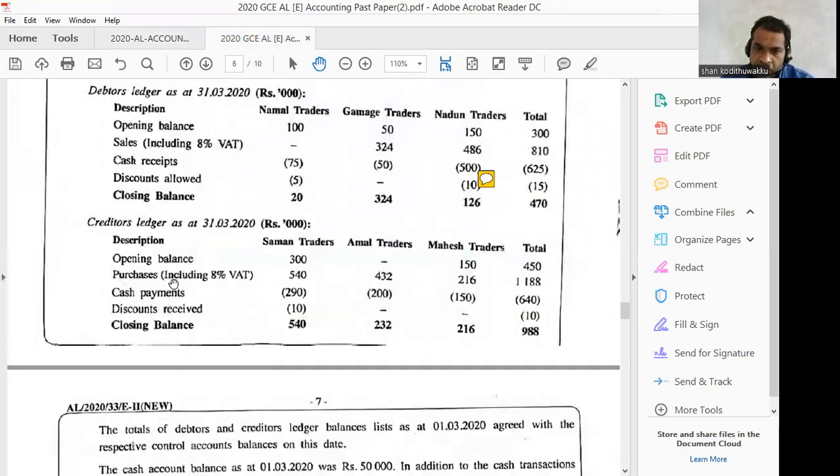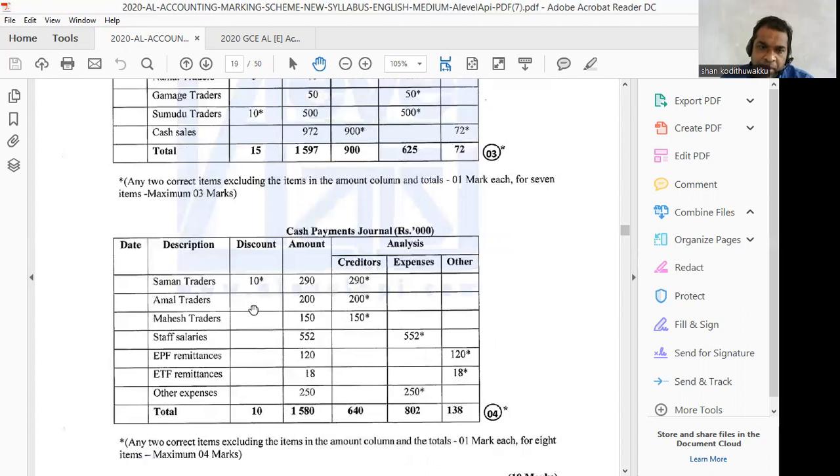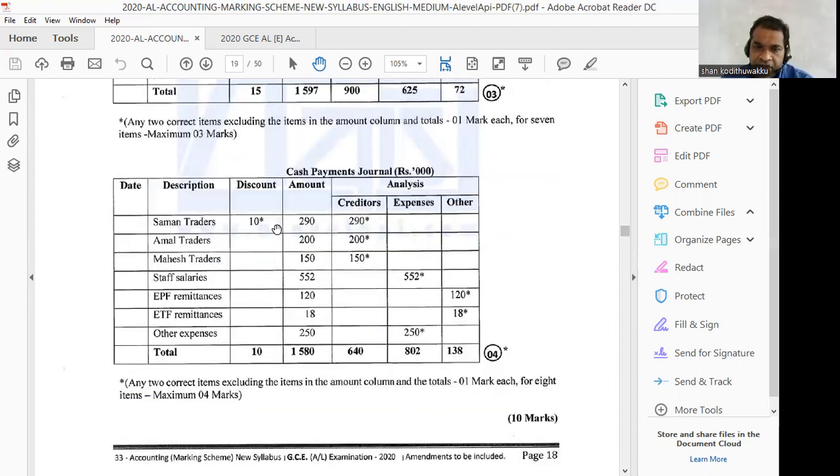Right. Then cash payments: 290 to Saman traders, 200 to Amal traders, and Mahesh 150. So we can record these things in the cash payments journal. Cash payments journal, Saman traders 290, amount net payment 290, again in the analysis column.